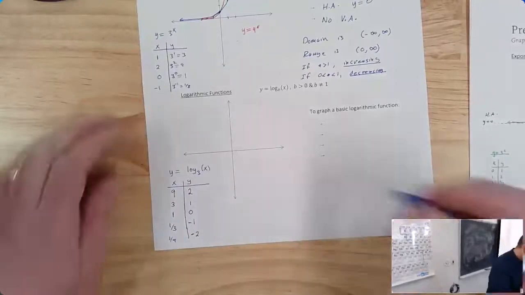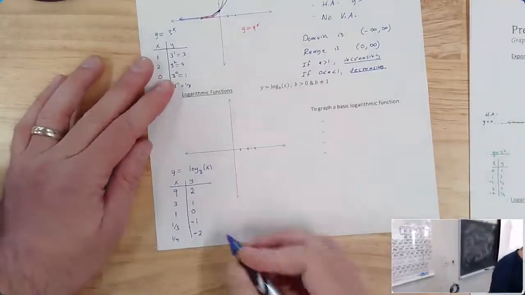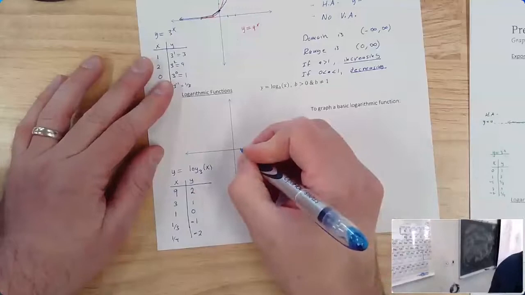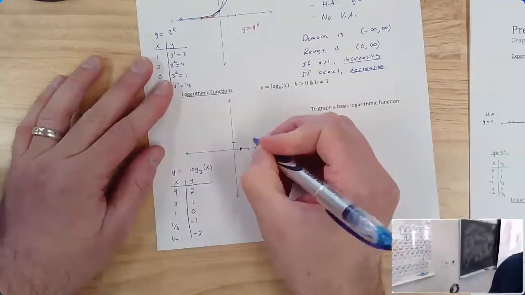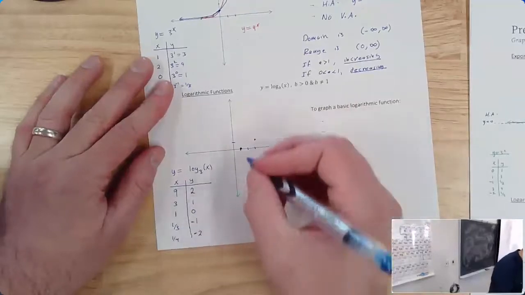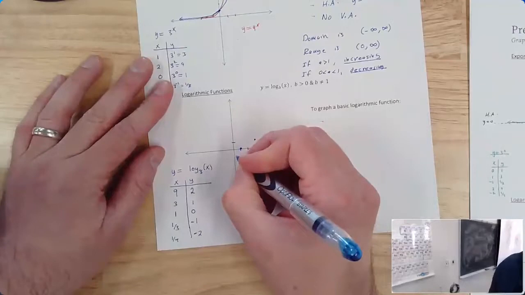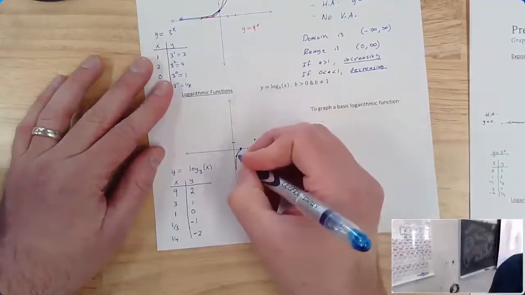So if we try to plot these points here, when x is 1, y is 0. When x is 3, y is 1. When x is 9, y is 2. Okay, fine. When x is 1/3, that's when it gets a little hard to graph here. I'm going to plot those points. So what we have is something that looks like this.